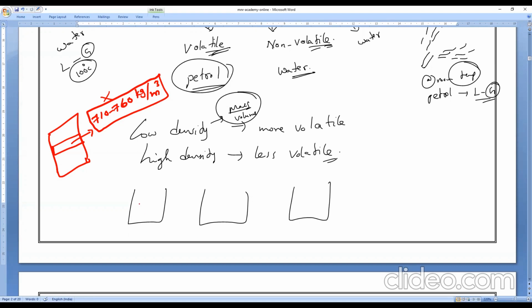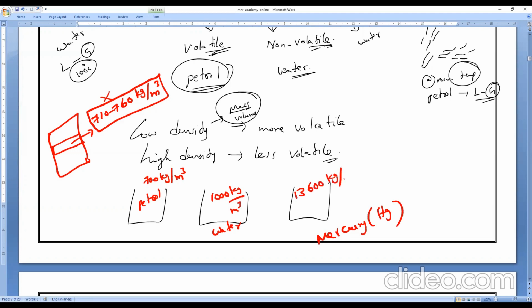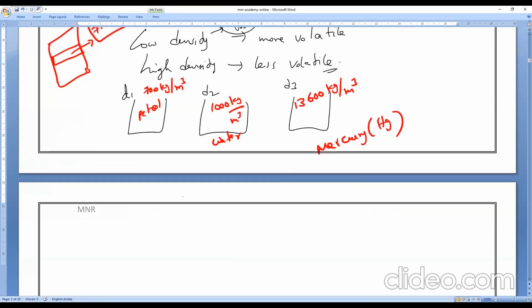So let me take the petrol as around 700 kilogram per cubic meter. Water is 1000 kilogram per cubic meter. And mercury, what is the symbol of mercury? Hg. The density of Hg is 13,600 kilogram per cubic meter. Can you tell me who is more volatile? Petrol. Let me take these densities as D1, D2, and D3. Who is greater? D3 is greater than D2, which is greater than D1.